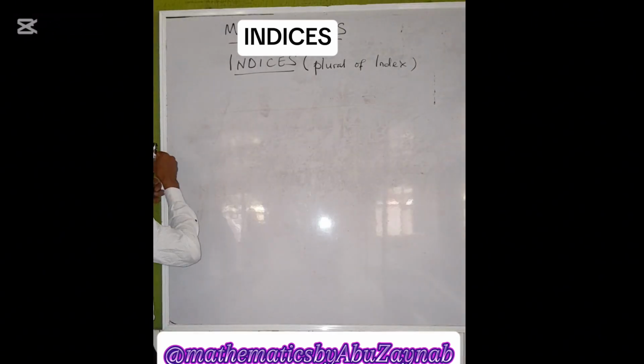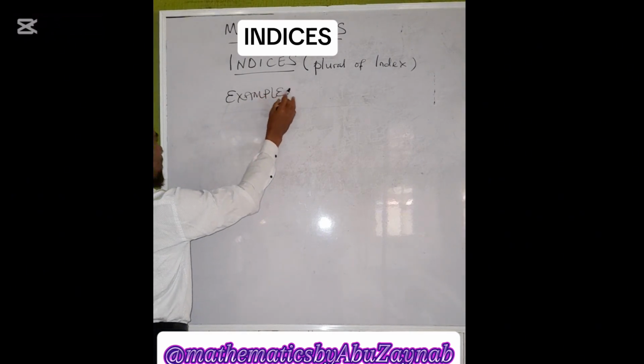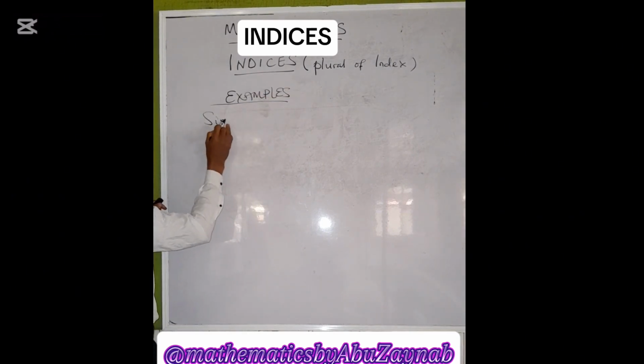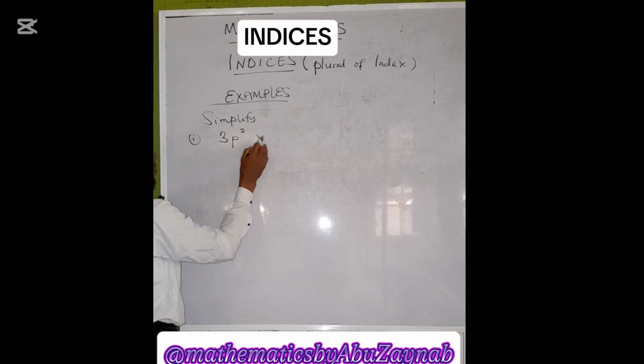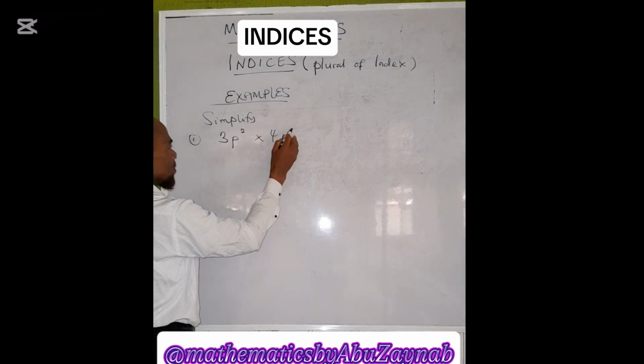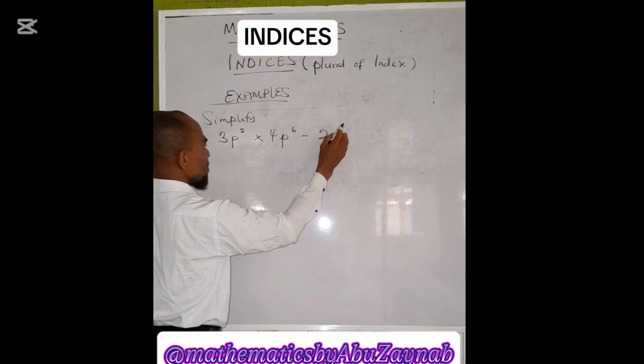So examples. Let's simplify. So we have 3p squared times 4p to the power of 6, divided by 2p to the power of 4.